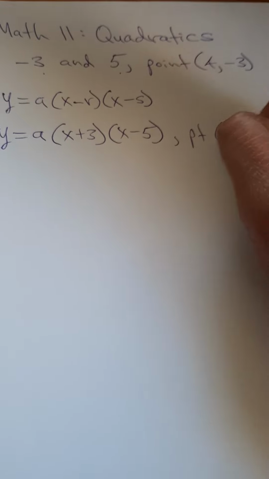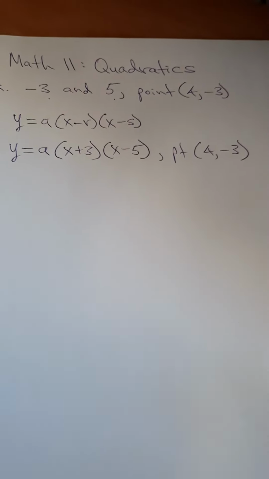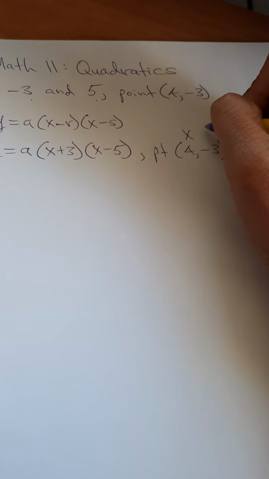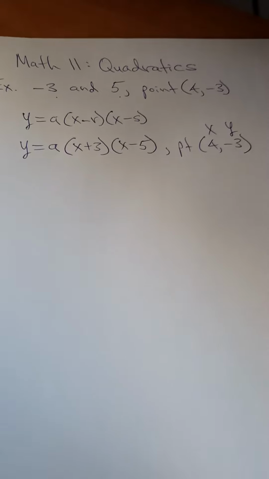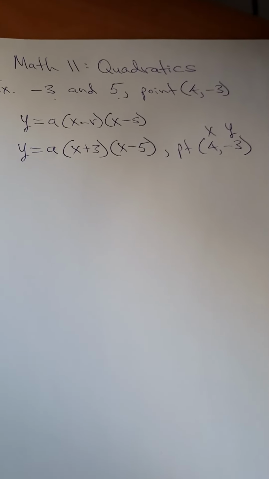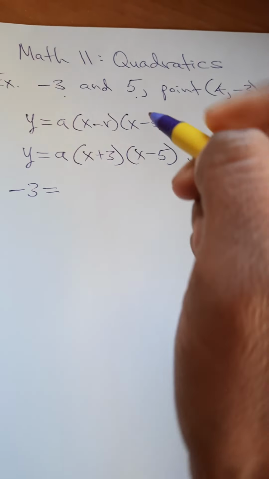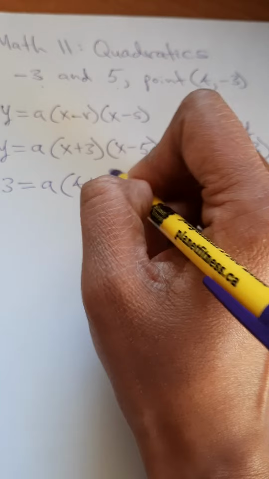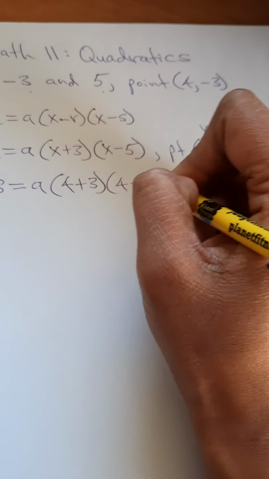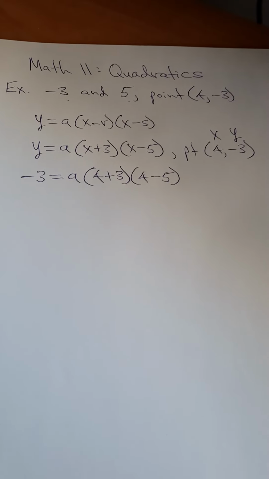Now, I'm going to take my point. I'm going to write it out here one more time. My point is 4 and -3, okay? So the x-coordinate is going to be 4. The y-coordinate is -3. I'm going to take this point and plug it into the x and y within my equation. So -3 is the y. X is 4, so I'm going to do 4 plus 3 and 4 minus 5. Okay, is everyone with me so far?